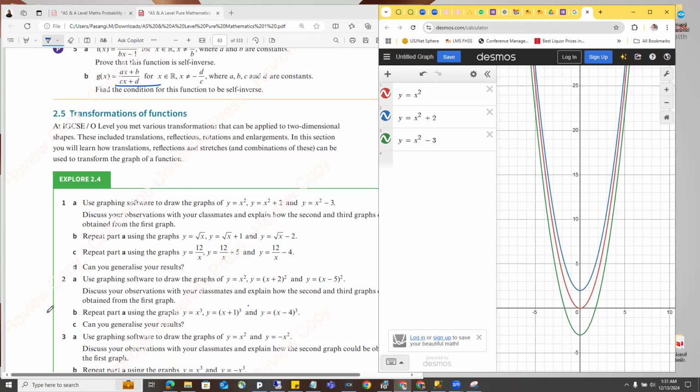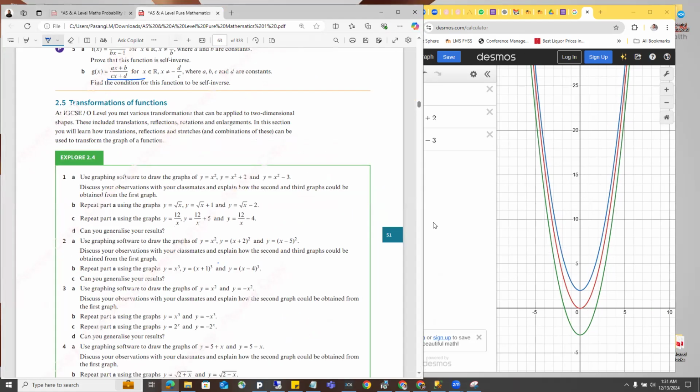Now, using graphing software to draw the graphs of y equals x squared, y equals x squared plus 2, and y equals x squared minus 3, they are saying discuss your observations with your classmates and explain how the second and the third graphs could be obtained from the first one. We are changing the y-intercept, right? That one we already know, no?